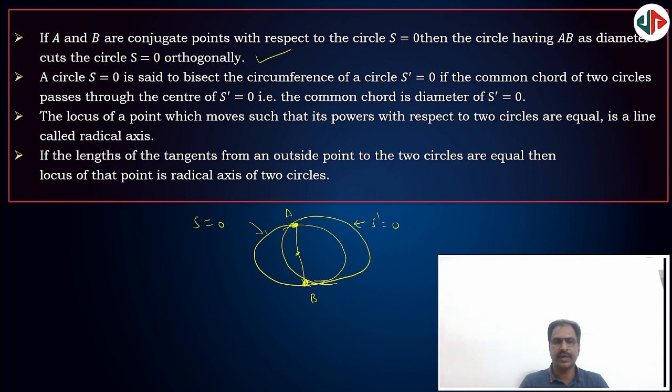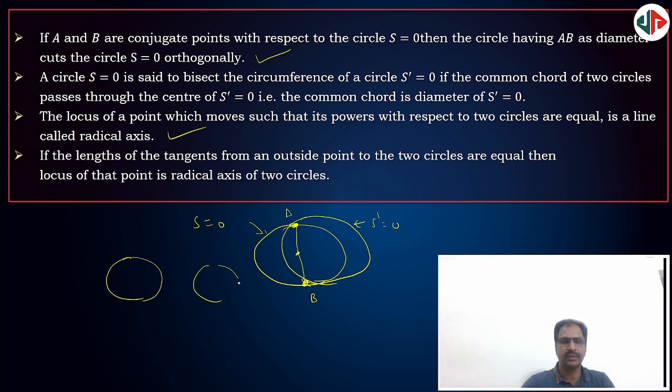Then what is the definition of radical axis of two circles? Radical axis of two circles is nothing but the locus of a point whose power with respect to both the circles are equal. So the definition of radical axis is the locus of a point whose power with respect to both the circles are equal.